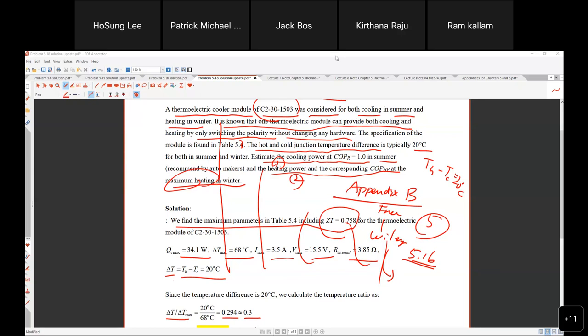Real quick, Professor, with the heat sink cooler, would we use TC as T1 for the cooler? That's what I was kind of trying to get at, because if you choose TC or T2 as the hot or the cold. T1 is TC, yeah. For the thermoelectric cooler, because problem 5.16 doesn't tell you which one's which. You have to figure that out.